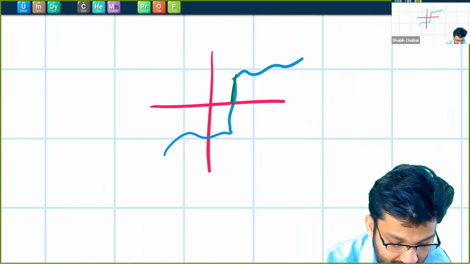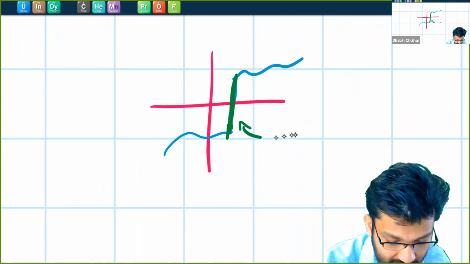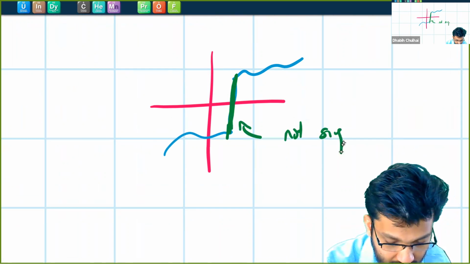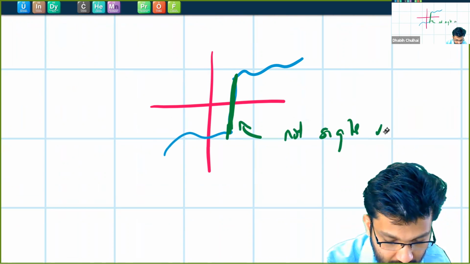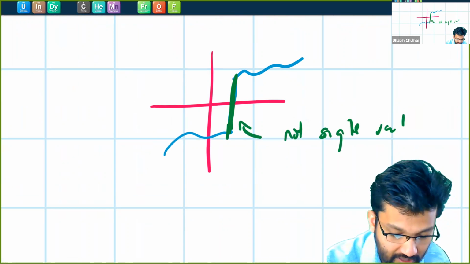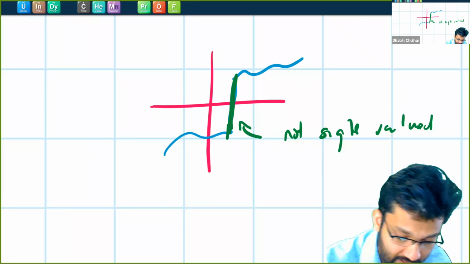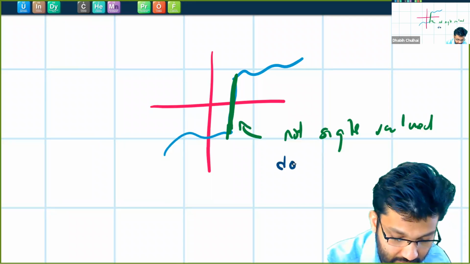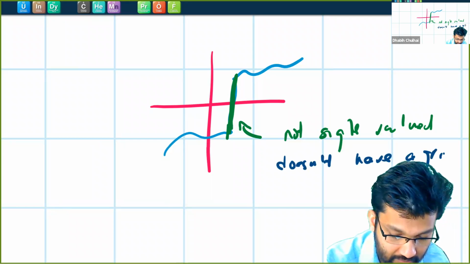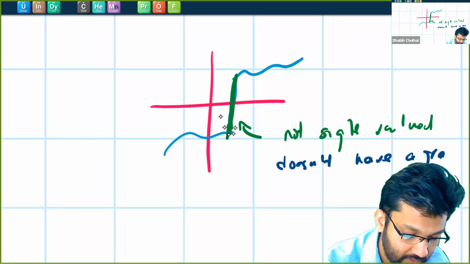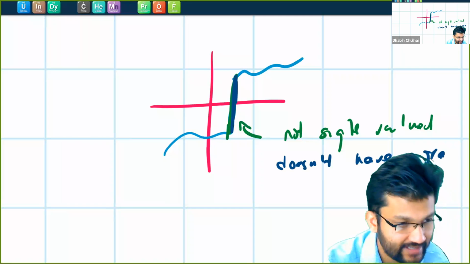One, this here means that it's not single valued, right? But it also means that it doesn't have a gradient. Because if you think about what the gradient is for this part here, it's kind of infinity, right?